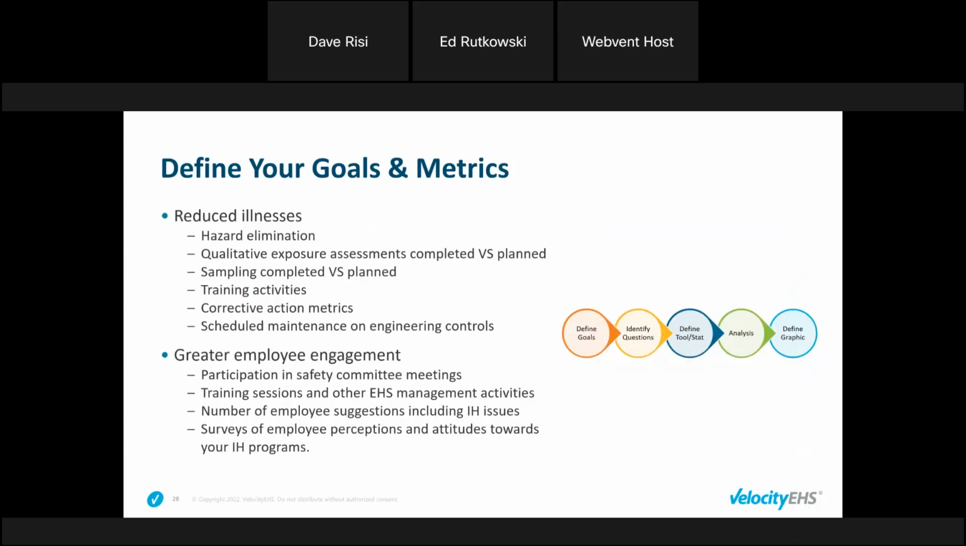I can't stand up here and tell you what the best metrics are for your organizations. You really need to sit down and figure it out for yourself. But you do that by following the 5-step process. So start with the goals. Is your goal to reduce illness? Well, that's great. How are we going to do that? What are the questions that we're going to look at? And here's just a handful of them.